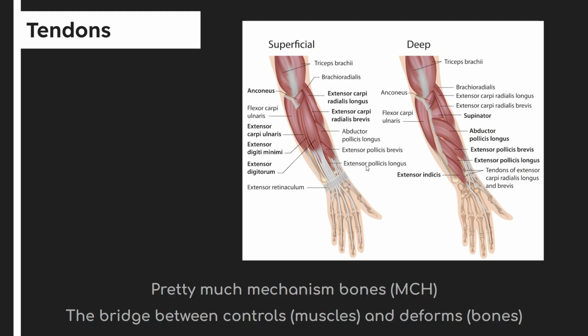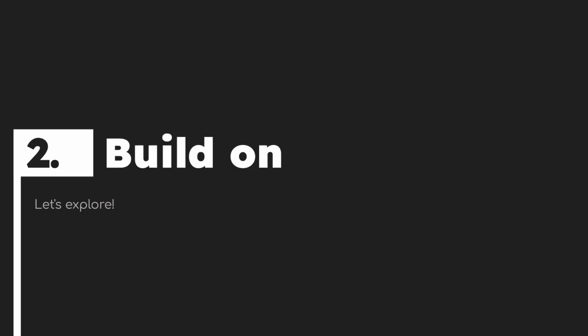And then lastly is the tendons. Tendons, I kind of think of them as the mechanism bones, the MCH bones, because it's like the bridge between the controls, which I consider your muscles, and then the deform bones, which are your actual bones, right? They are just the connective tissue, but the way that they are laid out in your body, there are certain limits to the size of them or the paths that they can go, right? And so in a way, they act as the mechanism bones. And so that's all the human anatomy stuff.